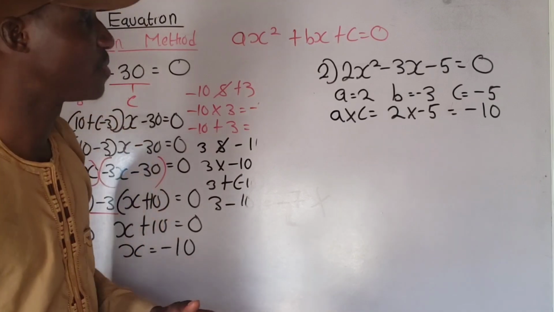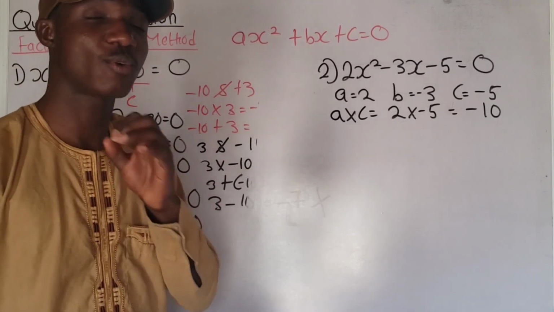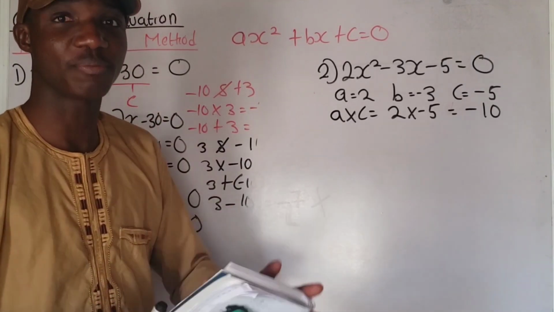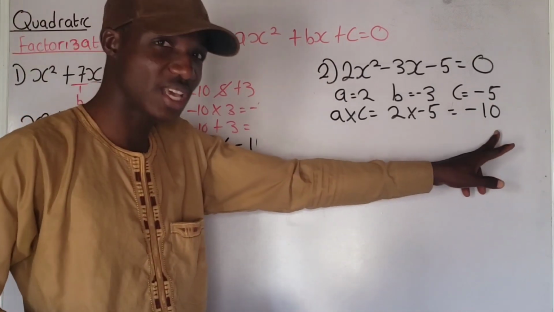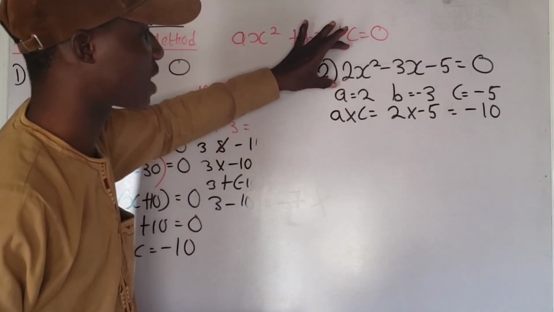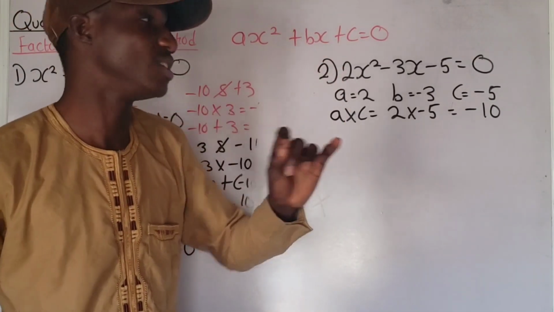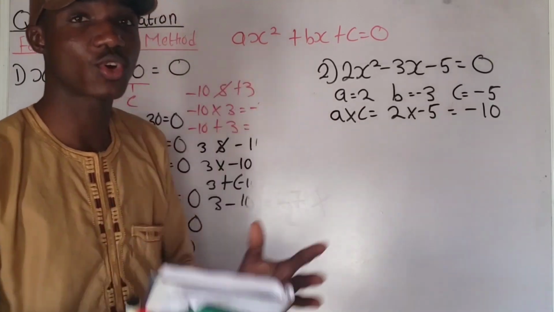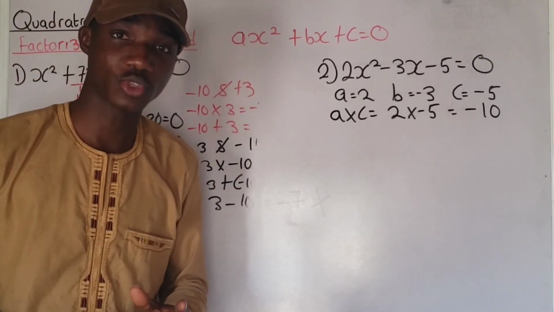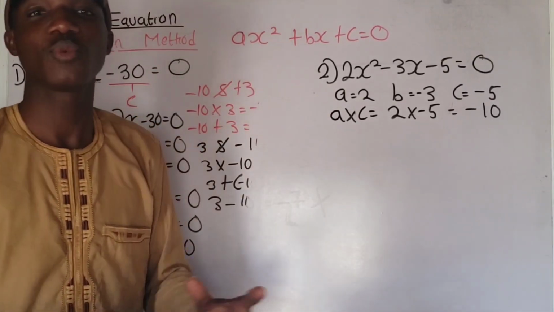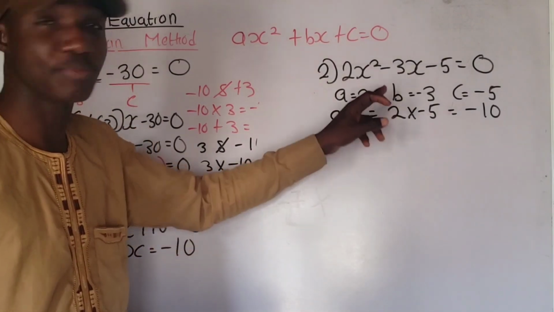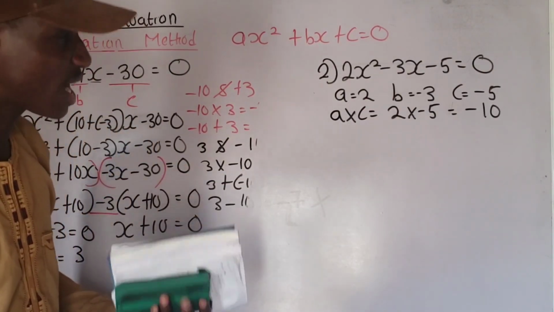Let me take that again. Find two numbers such that when you take their product, you must have negative 10, because in this quadratic equation, the product of A and C is negative 10. And when you take their sum, you must have B, which is negative 3. What are those two numbers?